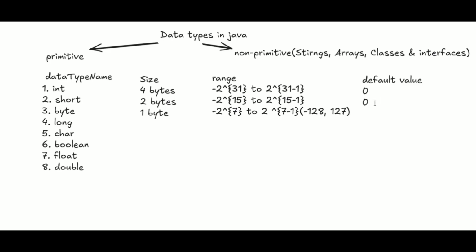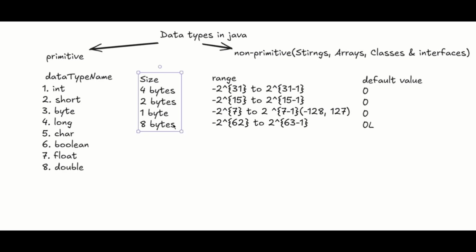And the size of long is 8 bytes, and the range is from minus 2 to the power of 63 to 2 to the power of 63 minus 1, and the default value will be 0 capital L.